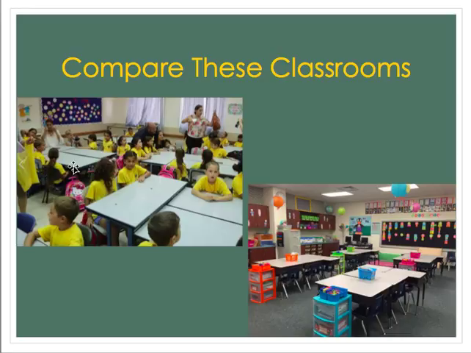Also, look at how closely clustered these tables are. So if the students get up, chances are they're running into each other. There are backpacks blocking the way. I don't see where they're storing their materials, which is probably why you see all these backpacks around. So this first classroom is a recipe for disaster.